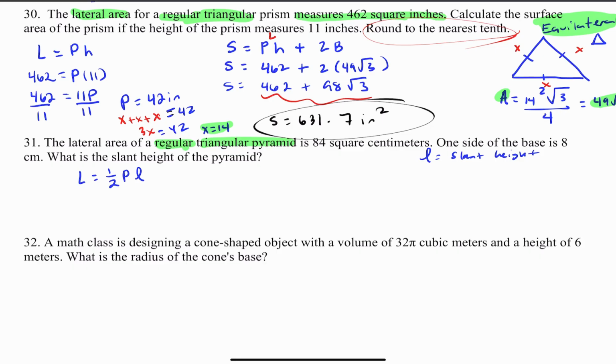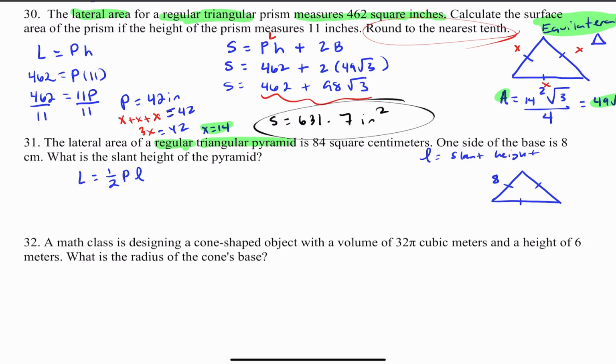So remember, if you have a regular base, then the base has all sides congruent, all angles are congruent. And when I mean the base, I'm talking about the shape of the base, right? So we're dealing with a triangle again. So I'm going to go ahead and draw my triangle. And it's regular, so all the sides are congruent. We're dealing with another equilateral triangle here, okay?